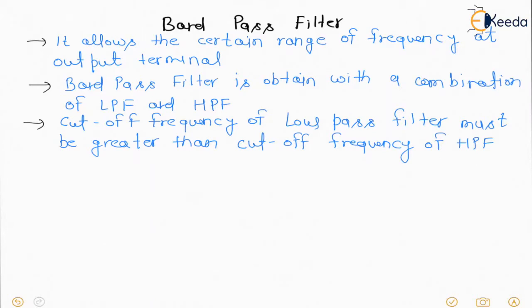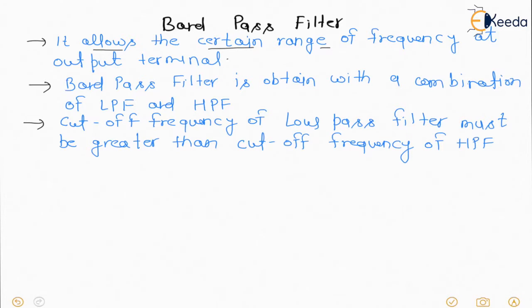So basically what is band pass filter? Band pass filter allows the certain range of frequency at output terminal. It means it will not allow every frequency. It will allow only certain range of frequencies.